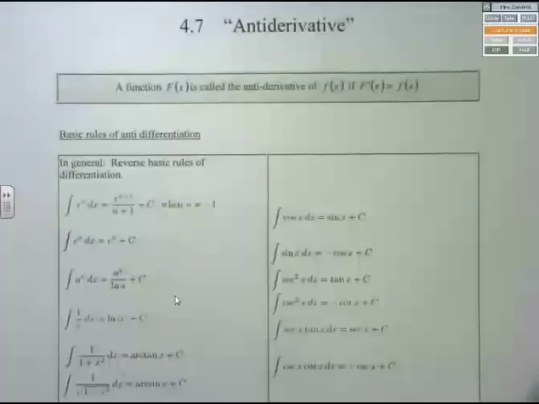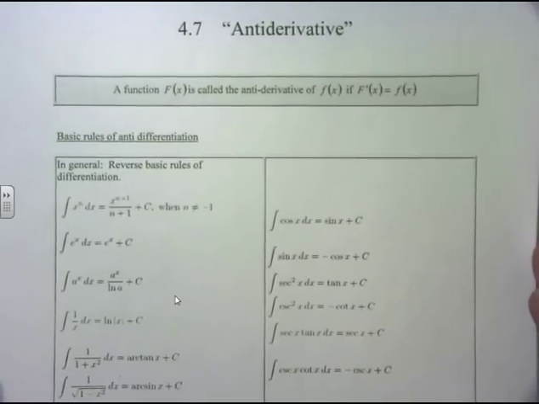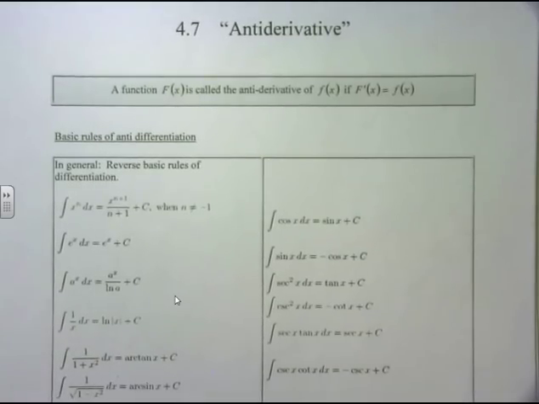Well, welcome back, and welcome to our last pre-section video for Calculus 1. We're in the last section. The last section deals with antiderivatives, the idea of going backwards.